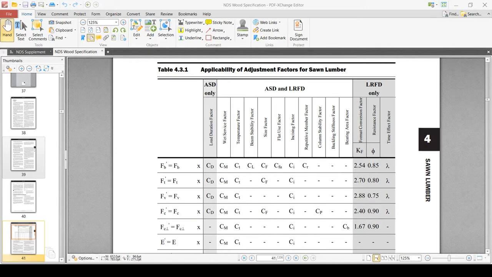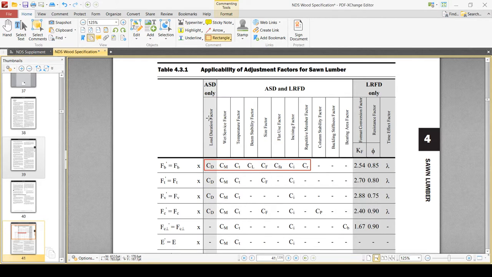If you look at, say, F_b prime here, the F_b refers to bending stress, and you have F_b times C_D times C_M times C_t times C_L times C_F times C_fu times C_i times C_r. We have discussed this a bit in the past, but I just wanted to include this in the video itself, in case anyone stumbled upon this and got a little confused. These in red are examples of the adjustment factors. Basically, what these do is take the reference design values and adjust them for varying circumstances.